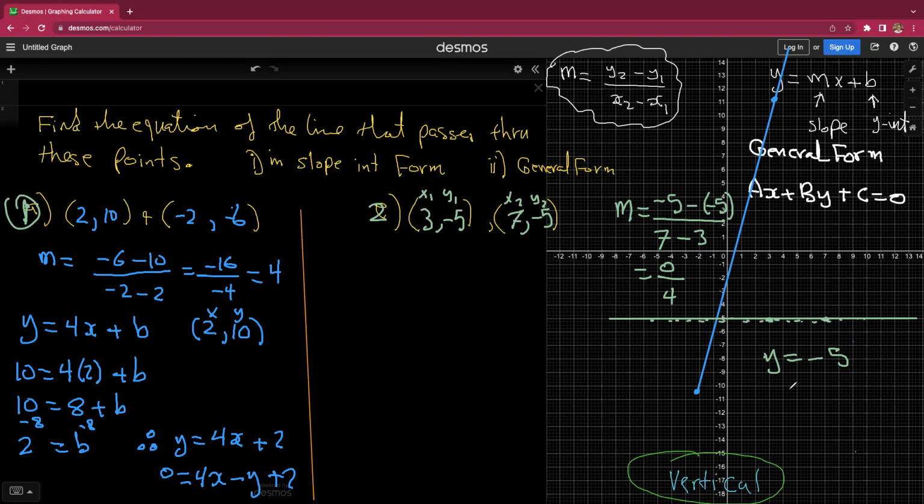Now, in general form, you move the -5 to this side, it becomes y plus 5 equals 0. Because when you move numbers to the other side of the equal sign, they change from negative to positive and from positive to negative. So this is the general form. Make sense? Yeah, can we do one more?